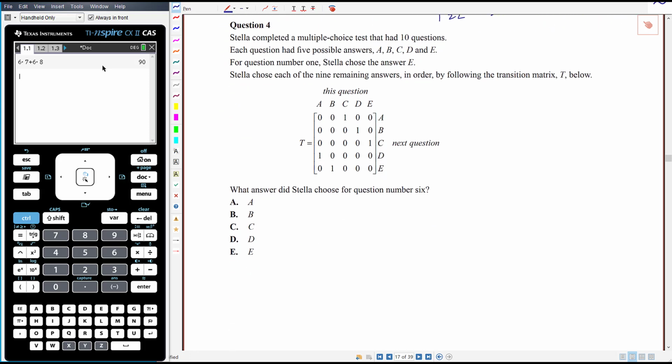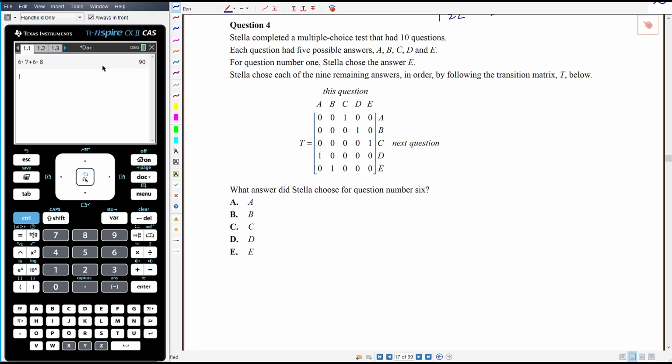Question 4. Stella completed a multiple choice test that had 10 questions. Each question had 5 possible answers, A, B, C, D, and E. For question number 1, Stella chose the answer E. Stella chose each of the 9 remaining answers in order by the following transition matrix below. Okay, so this is actually like a permutation matrix because we're just going from one to the next each time. Each row and column only has a 1 in it.